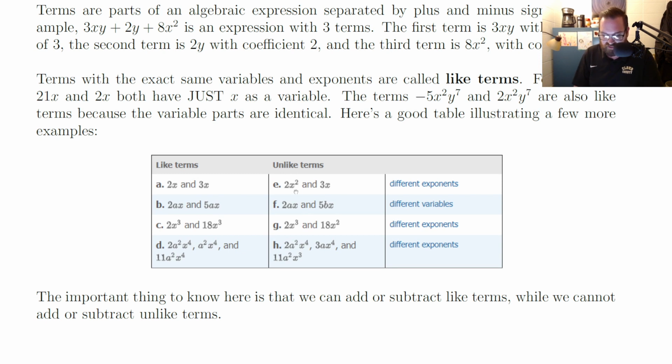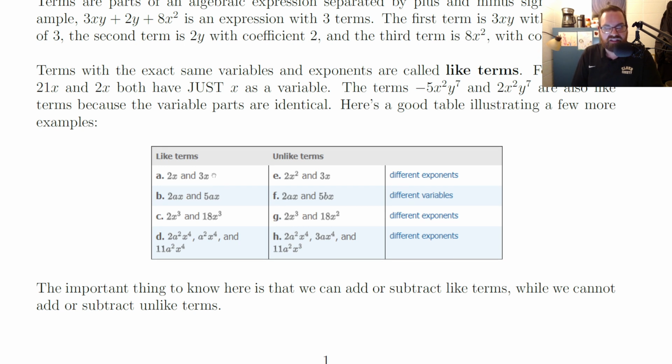So for example, here's a nice little breakdown of things that are like terms and things that are unlike terms. For example, 2x and 3x. Do you notice how the x's are exactly the same? They actually have the exact same exponent. In this case, it's just a 1. It's an implied 1. So because the exponents are the same, the variables are also the same, you can combine these together because of the like terms.